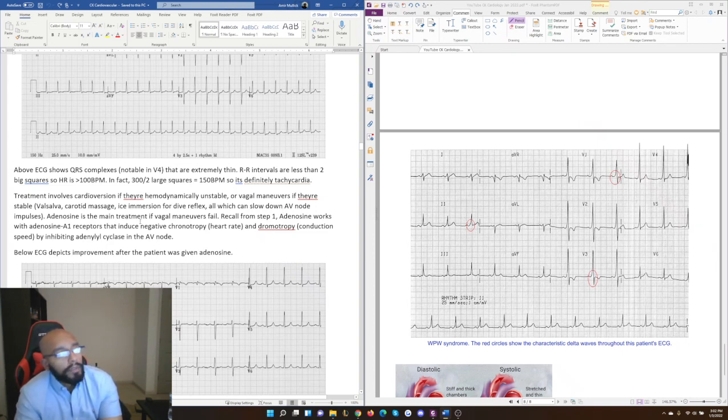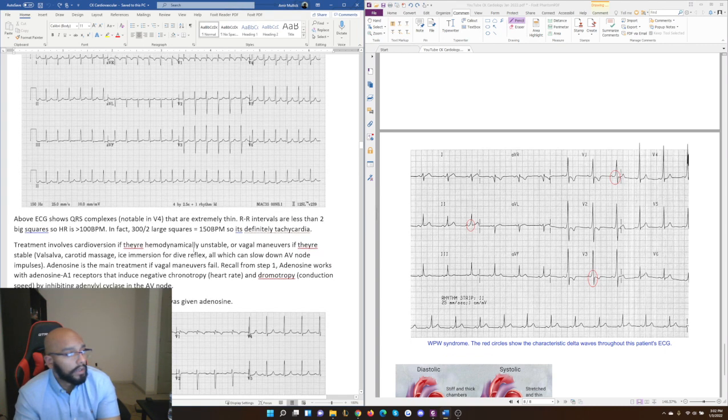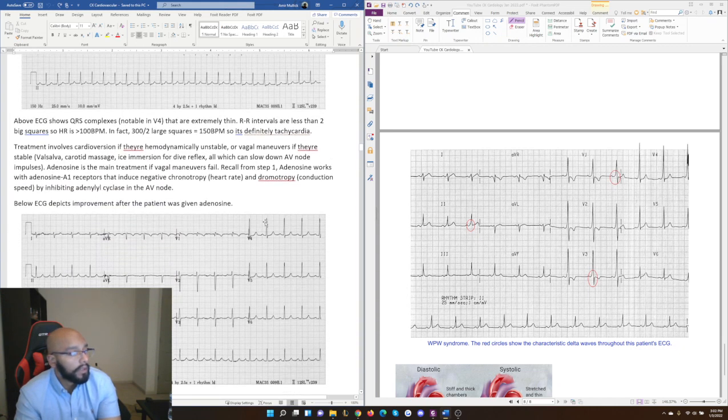Adenosine is the main treatment if vagal maneuvers fail. Okay, recall from step one, adenosine works with adenosine A1 receptors that induce negative chronotropy, so they slow down heart rate, and negative dromotropy, slow down conduction speed, by inhibiting the adenylyl cyclase in the AV node. The below ECG here shows improvement of the same patient that we were looking at with the AVNRT after adenosine is being given. So you can see now there's at least about 3 boxes between QRS complexes. Things are looking a little more normal.